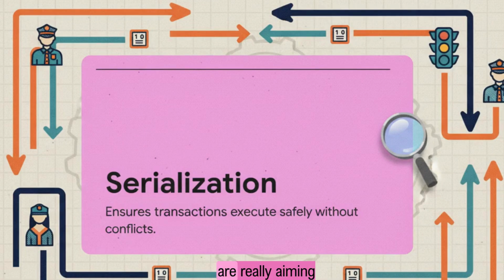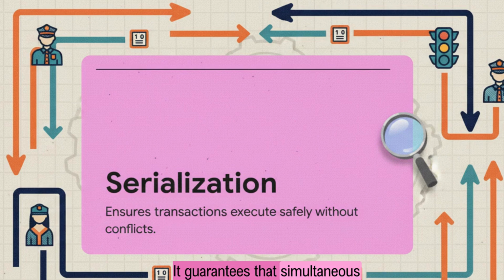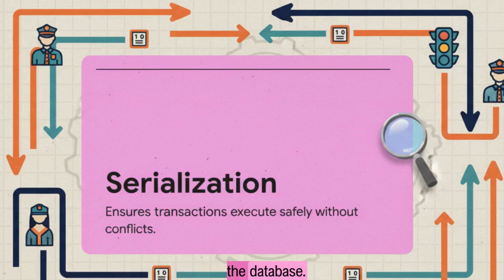All of these controls are really aiming for one main goal: serialization. Serialization acts as the final traffic cop here. It verifies that even in the heaviest digital rush hour, every single transaction executes safely without any conflicts. It guarantees that simultaneous events happen in a perfectly orderly sequence without ever crossing paths or corrupting the database.